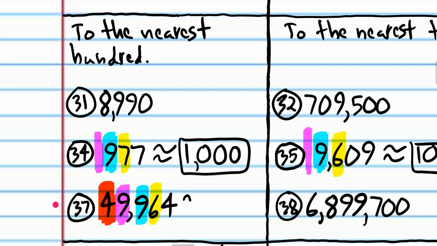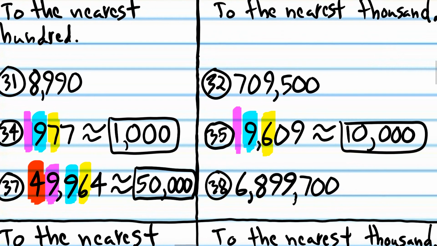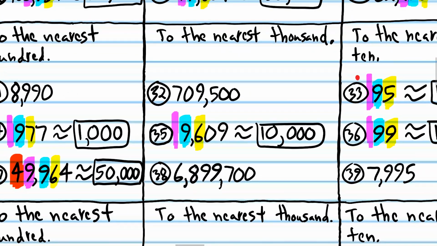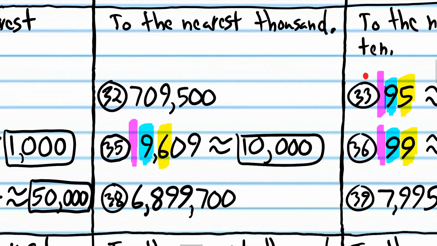You see how that works? So the 4 goes up to a 5, and all the other numbers become 0. So if you just have a long string of 9s, you just keep going all the way to the left until you get to a number that's not 9. So again, this is just a special case of rounding.